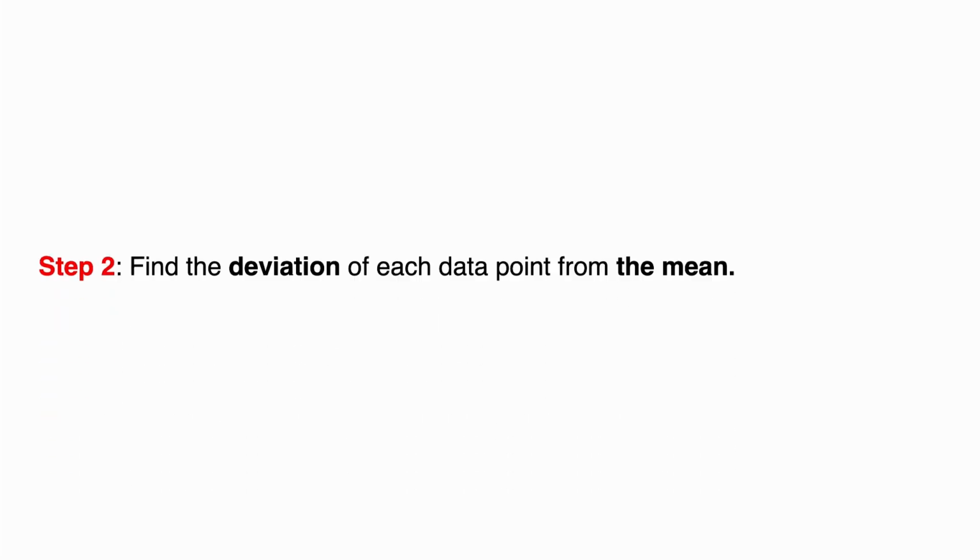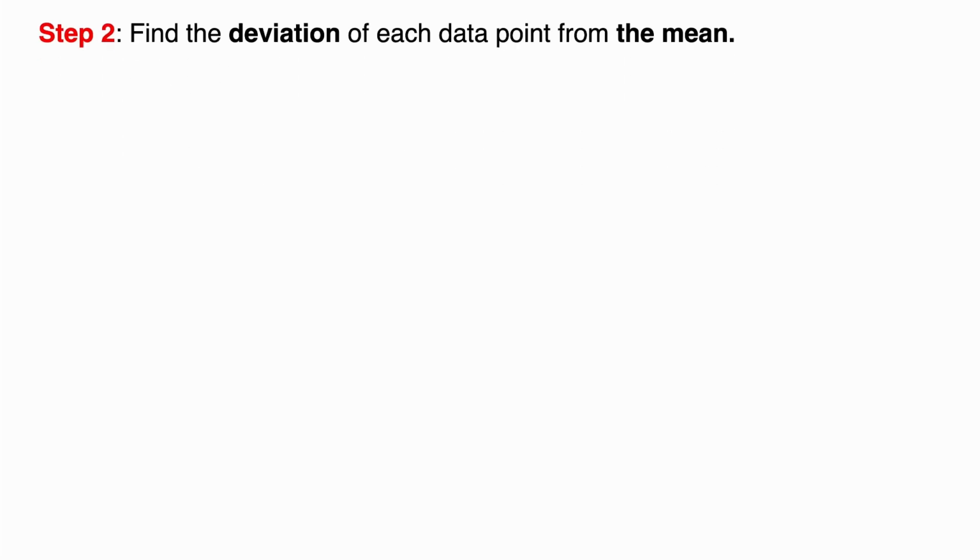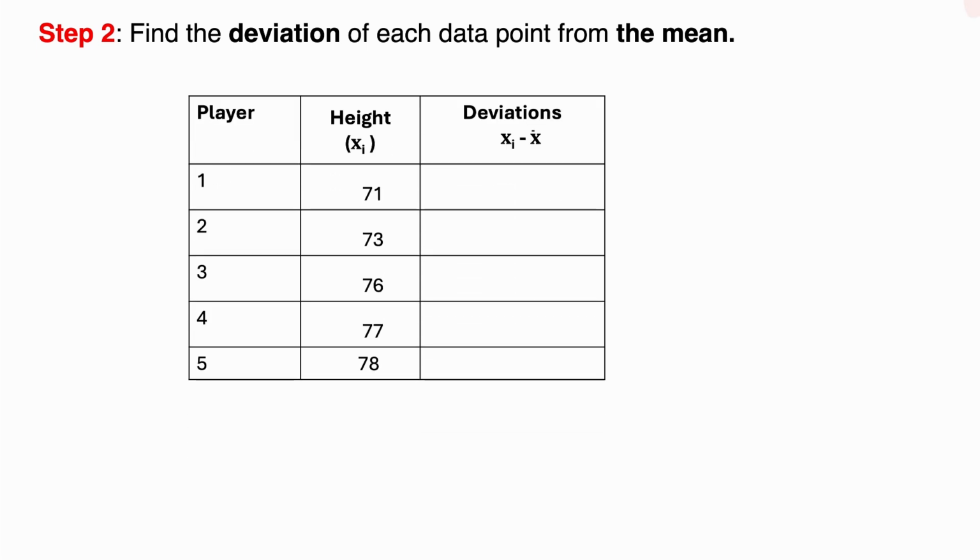The second step is to find the deviation of each data point from the mean. We already have seen that in the dot plot visualization, but to stay organized, let's add a new column to our dataset. We have here the deviations column. This new column shows each height minus the mean. Some values are positive, some values are negative, depending on whether the height is above or below the mean. We have -4, -2, 1, 2, 3.